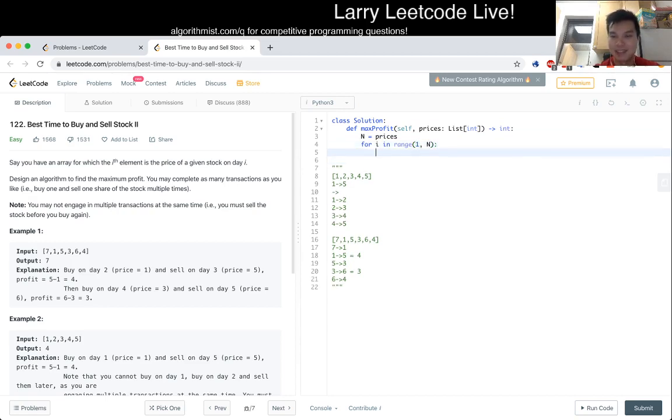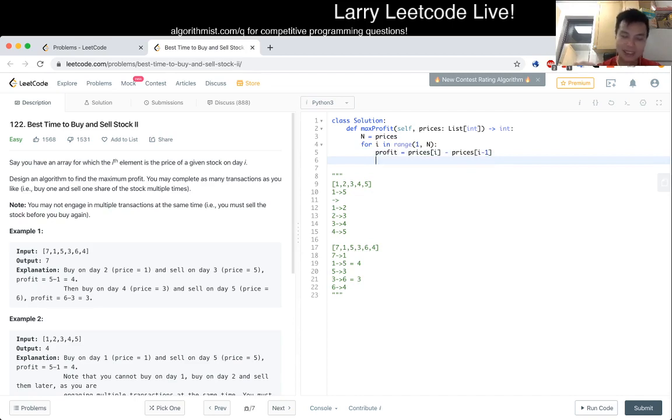I said the right thing, but I mean I typed the right thing, but I said the wrong thing. So then delta is equal to prices sub i minus prices of i minus 1. So this is the profit, right? This is potential profit for that day, because the way that we think about it, right? We could buy and sell every day, and then if we lose money, then we just go back and say we didn't buy it.